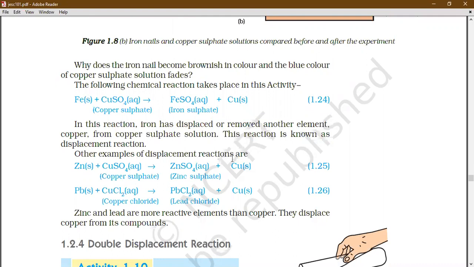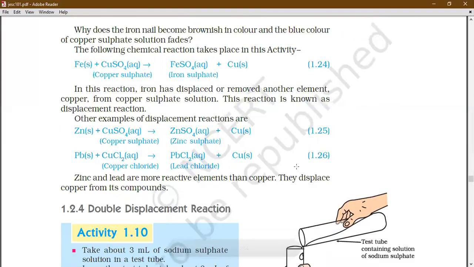Other examples of displacement reactions are: zinc (solid) plus copper sulfate (aqueous) gives ZnSO4 (aqueous) plus copper (solid). Pb (solid) plus CuCl2 (aqueous) gives PbCl2 (aqueous) plus Cu (solid). Zinc and lead are more reactive elements than copper. They displace copper from their compounds.